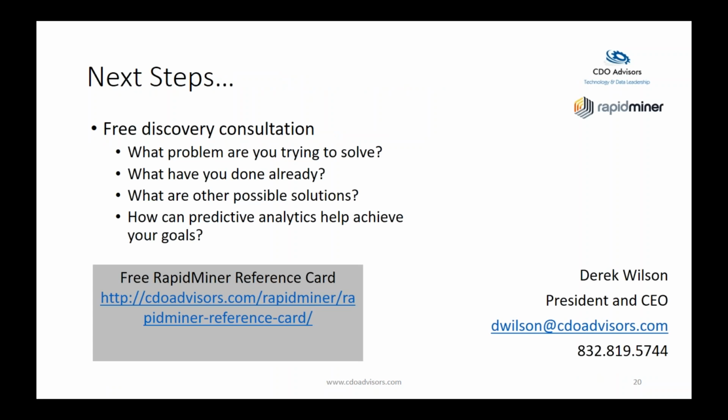So next steps, and then I'll turn it back over to Haley for questions. If you do have questions, you can reach me. There's my email and my phone number. We can do a discovery call, figure out what you're trying to solve, and if there's a good way to do that in RapidMiner, explore what you've done already. What are other solutions? How can predictive analytics really help you achieve your goals?